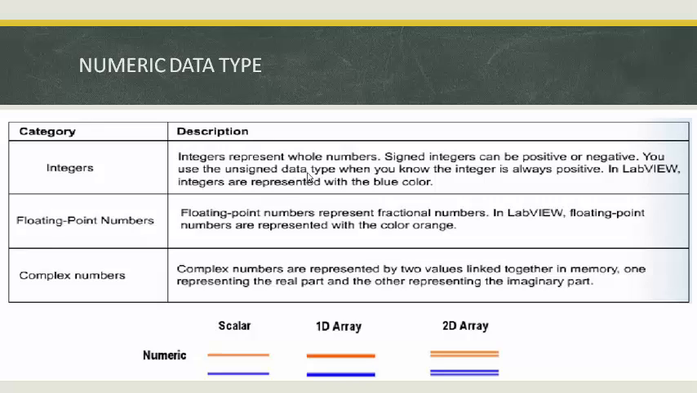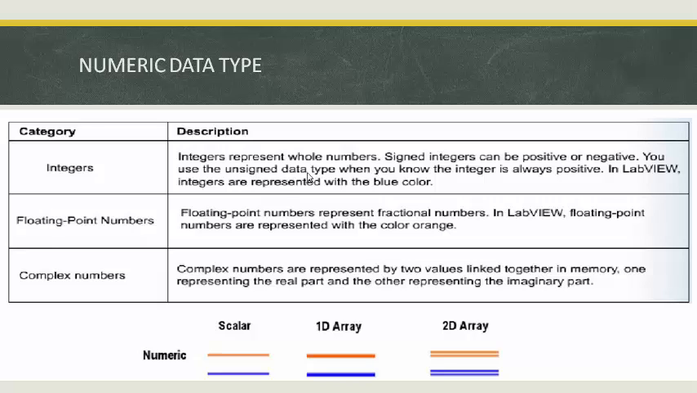Coming to floating point numbers, they are represented as fractional numbers. In LabVIEW, floating point numbers are represented with color orange. For example, 9.25, 4.25, 1 by 3, 2 by 3. All these values are floating point numbers. Then complex numbers. Complex numbers are represented by two values linked together in one memory. We know in a complex number there is a real part and an imaginary part.